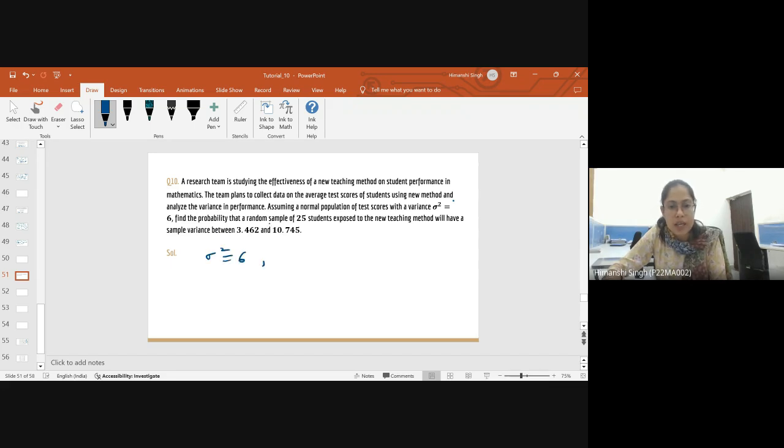Find the probability that a random sample of 25 students exposed to the new teaching method will have a sample variance between these values. So n is 25, and basically we need to find the probability that the sample variance, which is s square, is between 10.745 and 3.462. We need to find this probability.